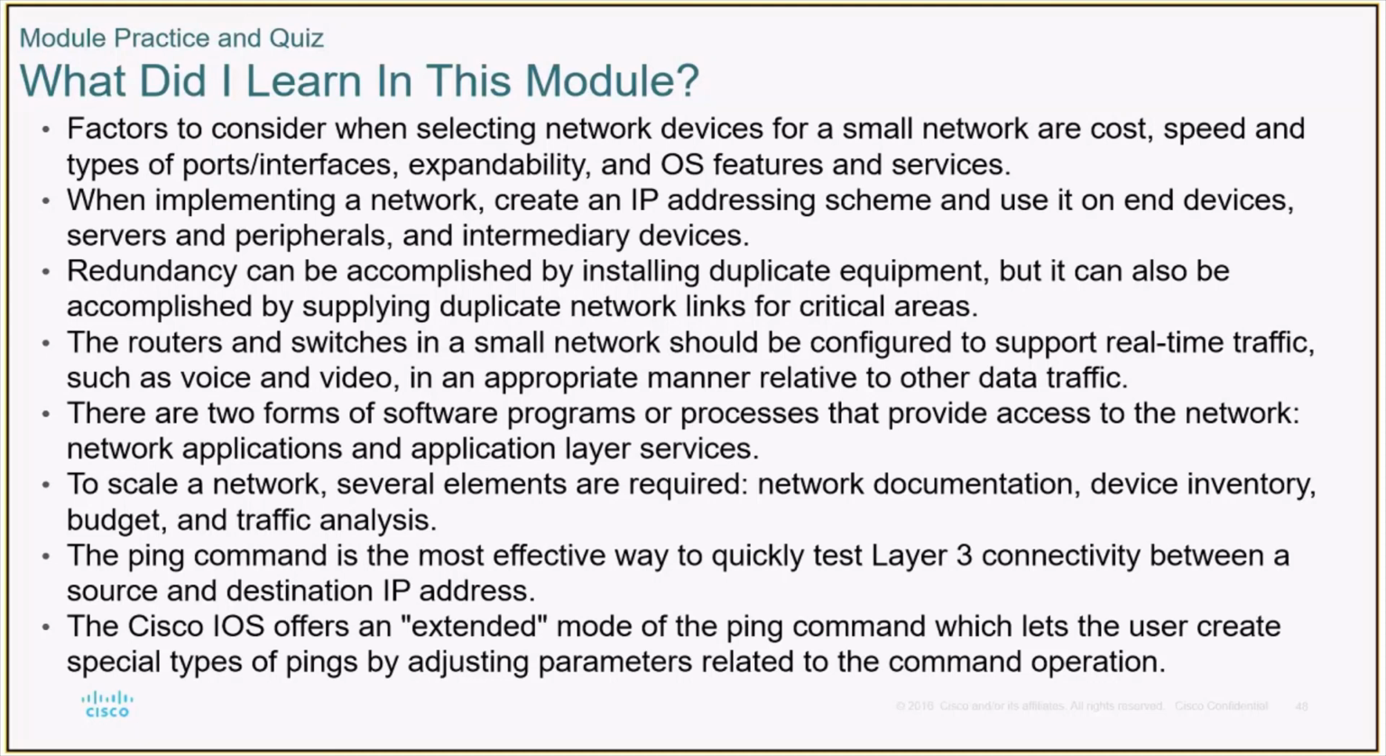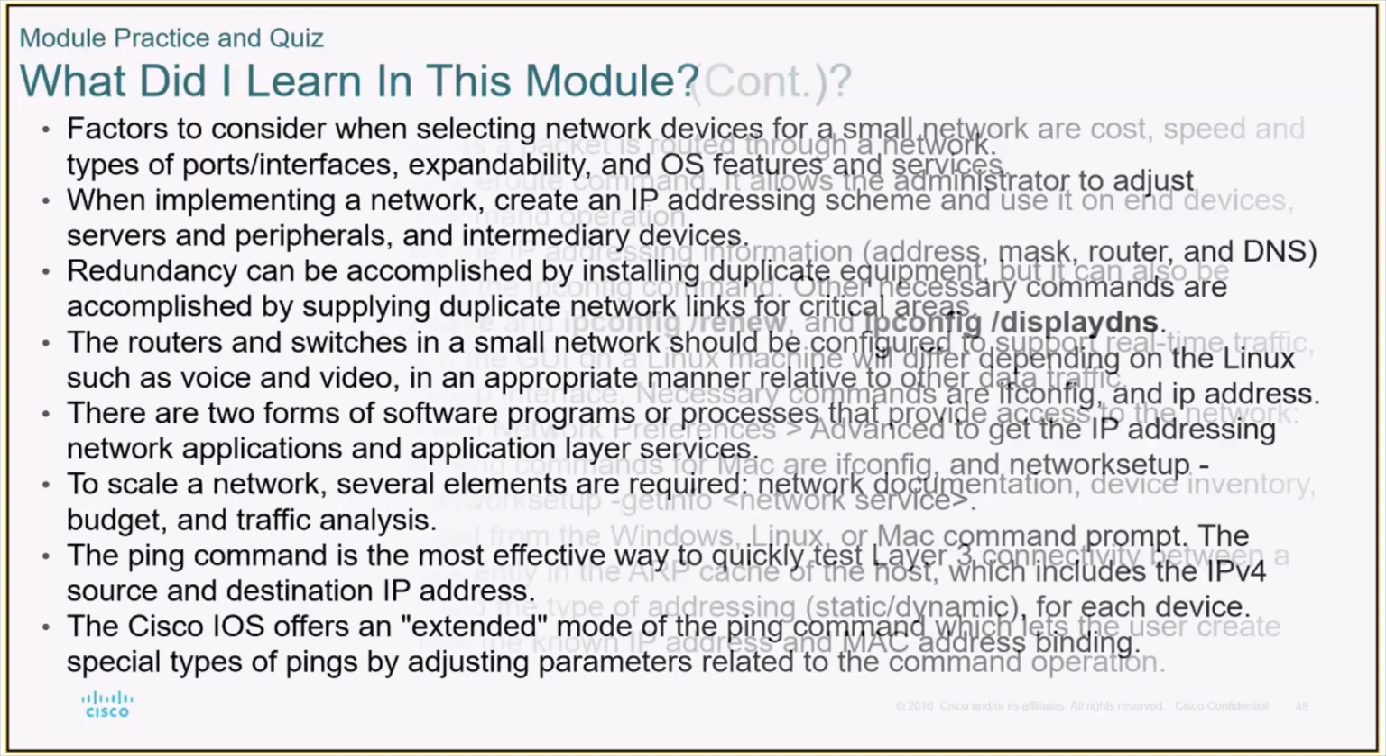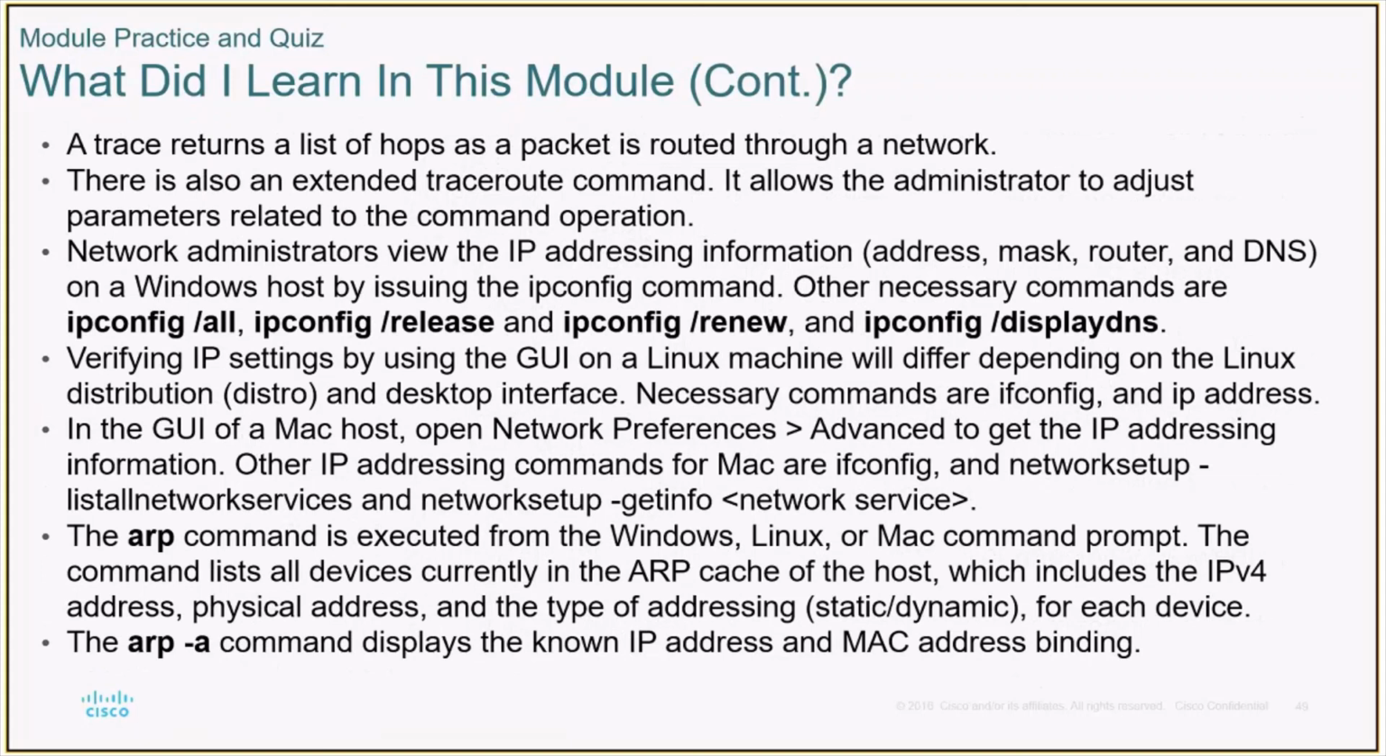The ping command is the most effective way to test layer 3 connectivity. Cisco IOS offers an extended mode of ping where you can actually add extra parameters. A trace returns a list of hops as a packet is routed through a network. IOS also has an extended trace, much the same as the extended ping.